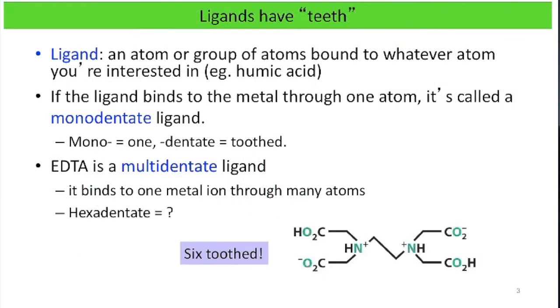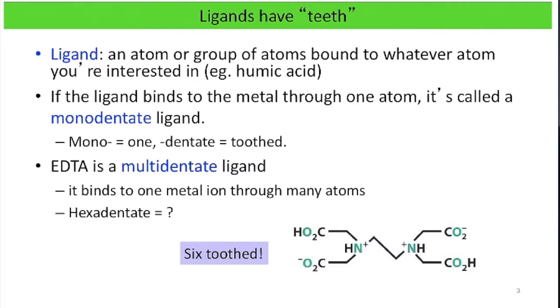So EDTA, when it binds to a metal, is called a ligand. And a ligand is an atom or group of atoms that are bound to whatever atom you're interested in. So in this case, we are interested in the metal, so the ligand is EDTA, but the ligand could also be something like humic acid, which is a naturally occurring organic compound that can also make complexes with metals.